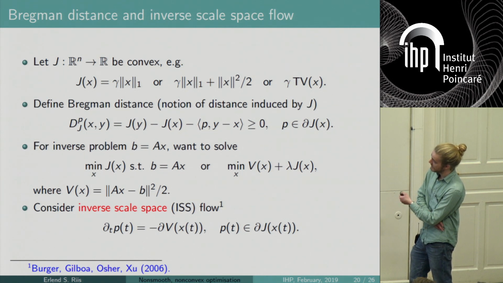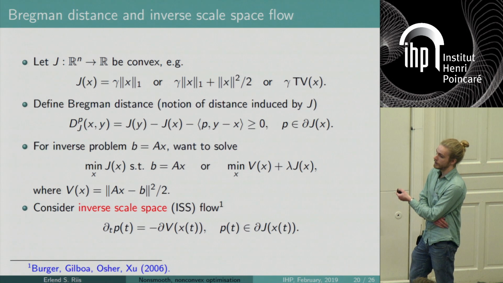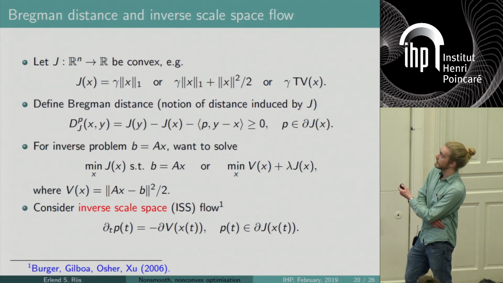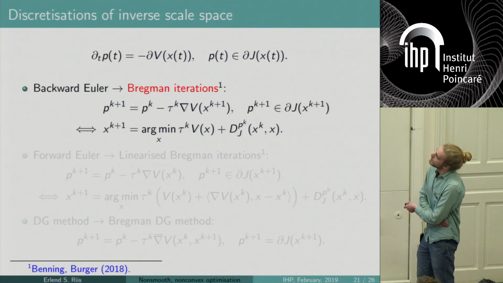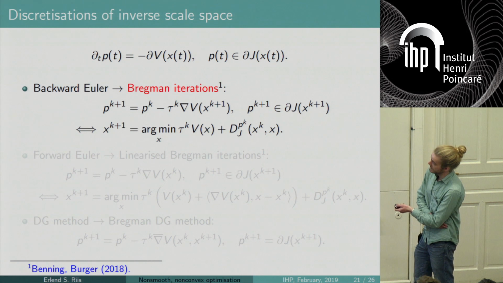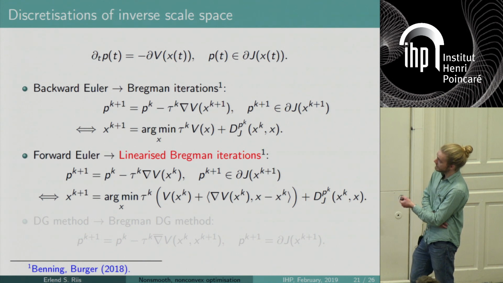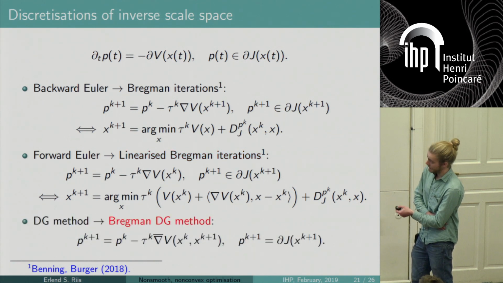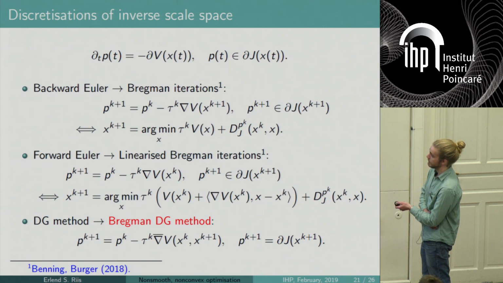So this leads to the inverse scale space flow, where you move in the negative direction of a subgradient of the function J. And you recover gradient flow if you replace J with just the squared L2 norm divided by 2. This already has well-known methods, such as the Bregman iteration method and the linearized Bregman iteration method, which can be seen as backward Euler and forward Euler methods. And then we can also apply a discrete gradient method to this in the same straightforward analogy.